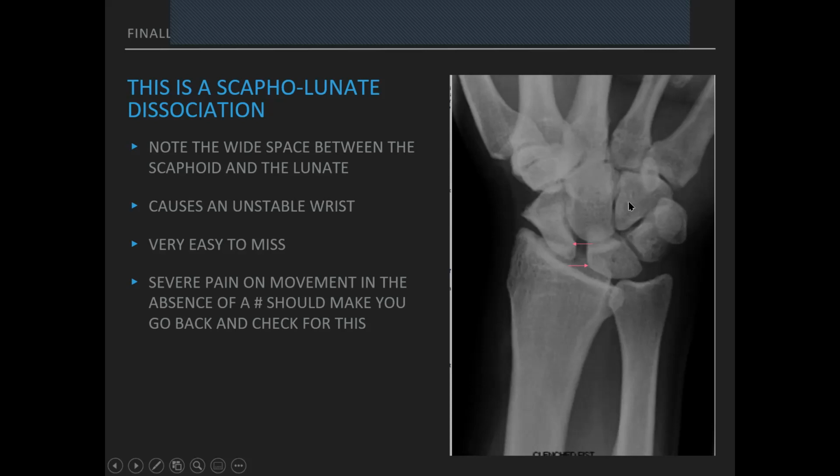So these can happen in any of these bones, but this is the more common one, right? So severe pain on movement in the absence of a fracture should make you go back and check for this. And I've missed this a few times. I'll be honest. When I say missed it, what I mean is I put the X-ray up, I haven't seen it, I've gone through each and everything. It's like, no man, there's still something wrong. And then you go back and you think, okay, what about this? And that's when you find it. And then your patient will thank you later on.